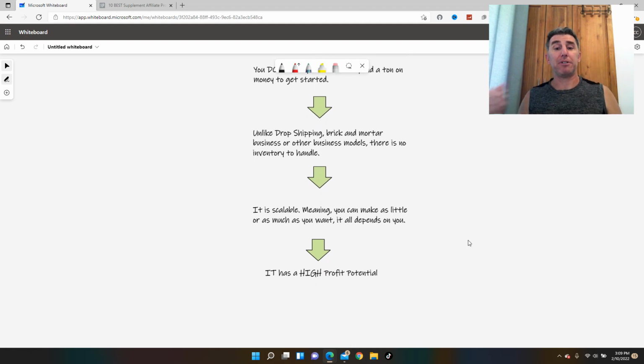Unlike drop shipping, brick and mortar businesses, or other business models, there is no inventory to handle, which means you don't need to handle inventory. Even with Amazon FBA, whatever the initials are, even though you're not handling the inventory yourself, you don't need to call a supplier and say, listen, I need 10,000 of these sent to some Amazon facility. There's none of that. You don't have to worry about any of it.